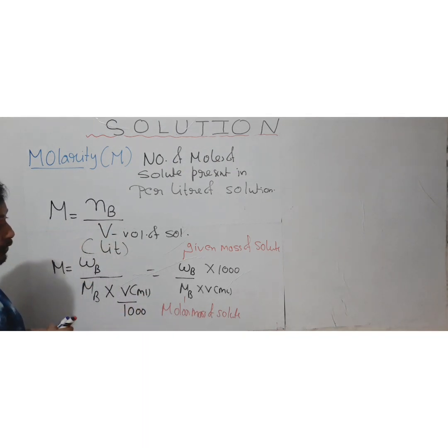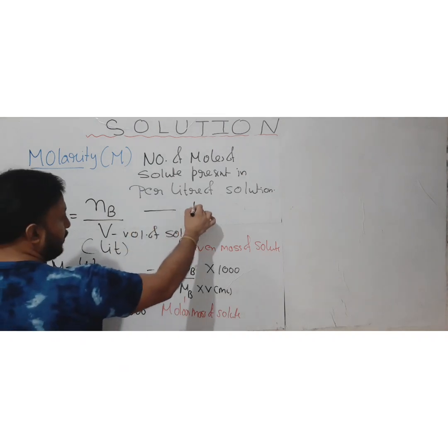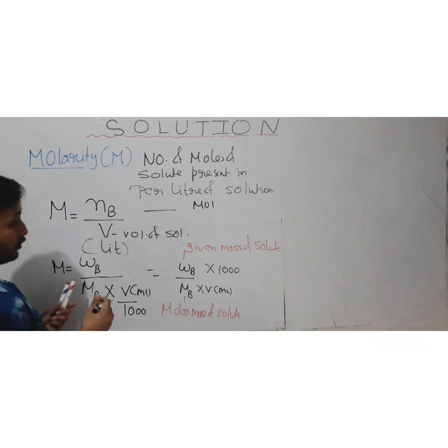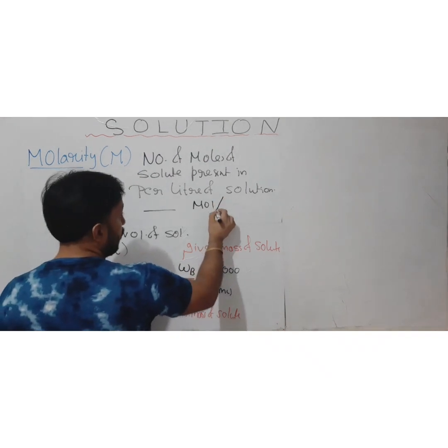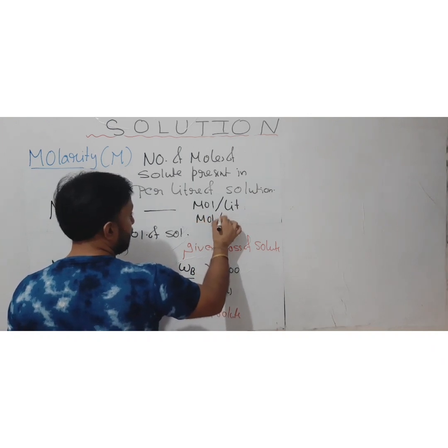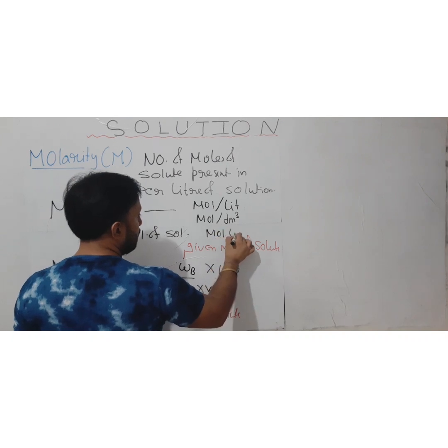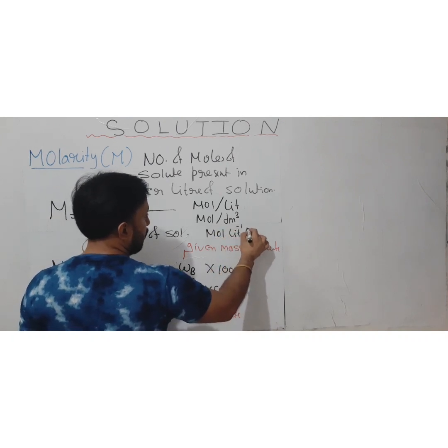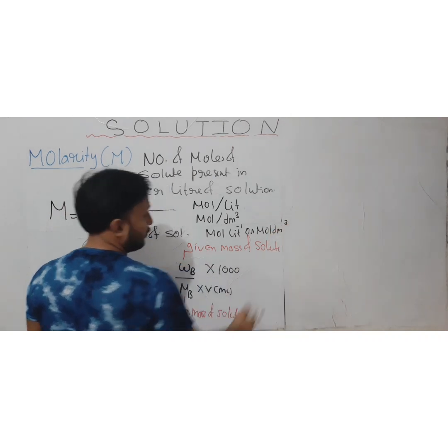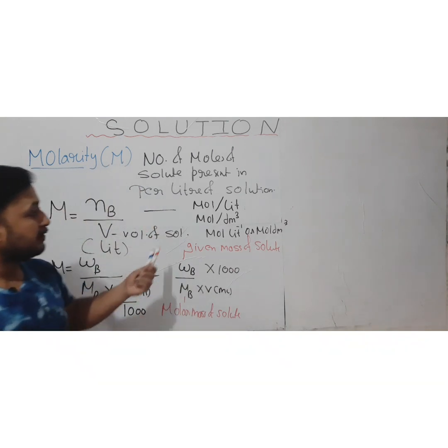So now what will be going to be the SI unit? As it is a number of moles, so it should be mole. Okay, and ratio with the volume, which should be in liter. So mole per liter, or you can say mole per dm cube, or you can say mole liter inverse, or you can say mole dm cube inverse. Okay, so like that you can write its SI unit also.